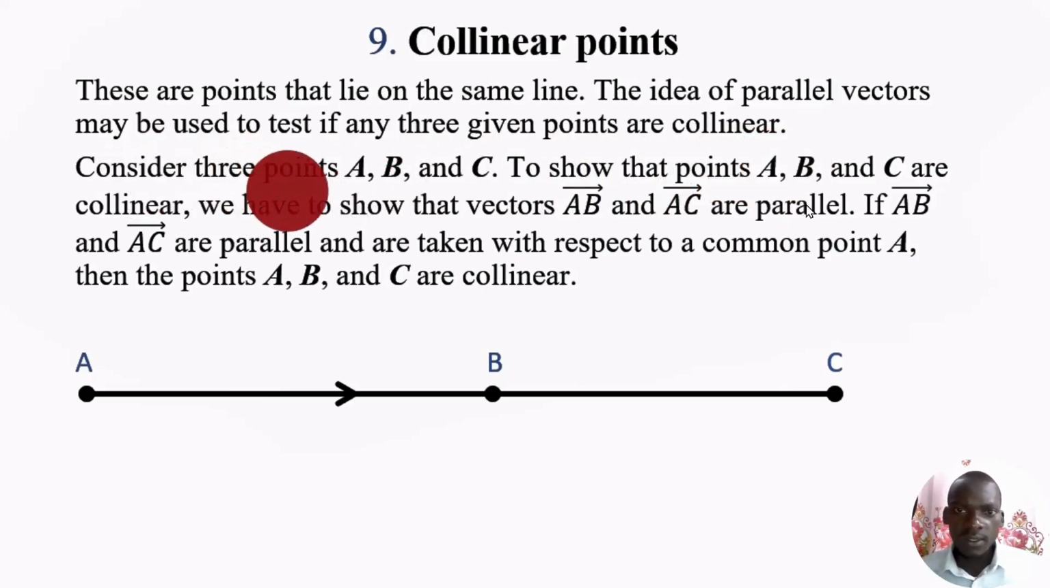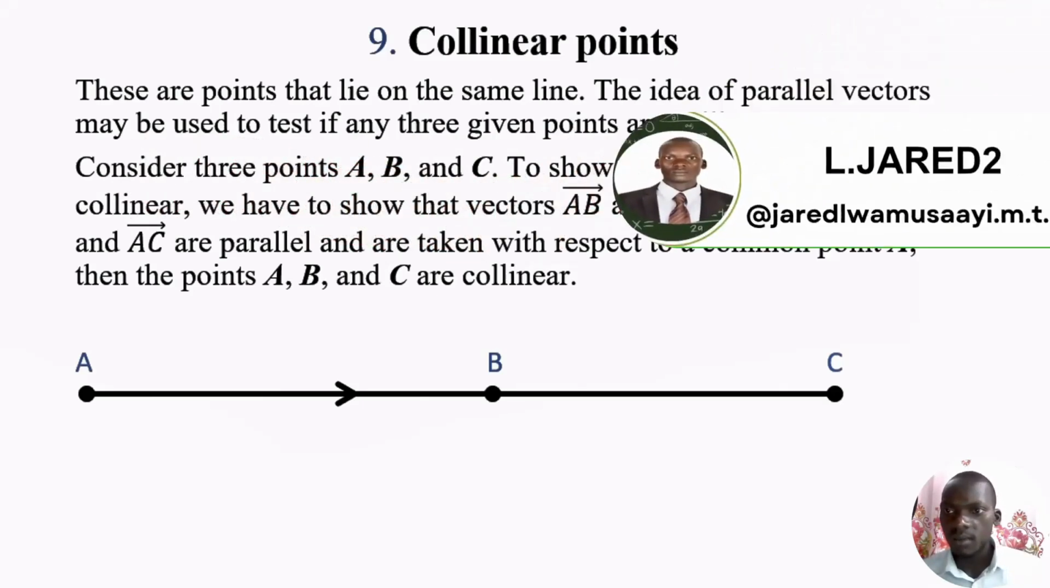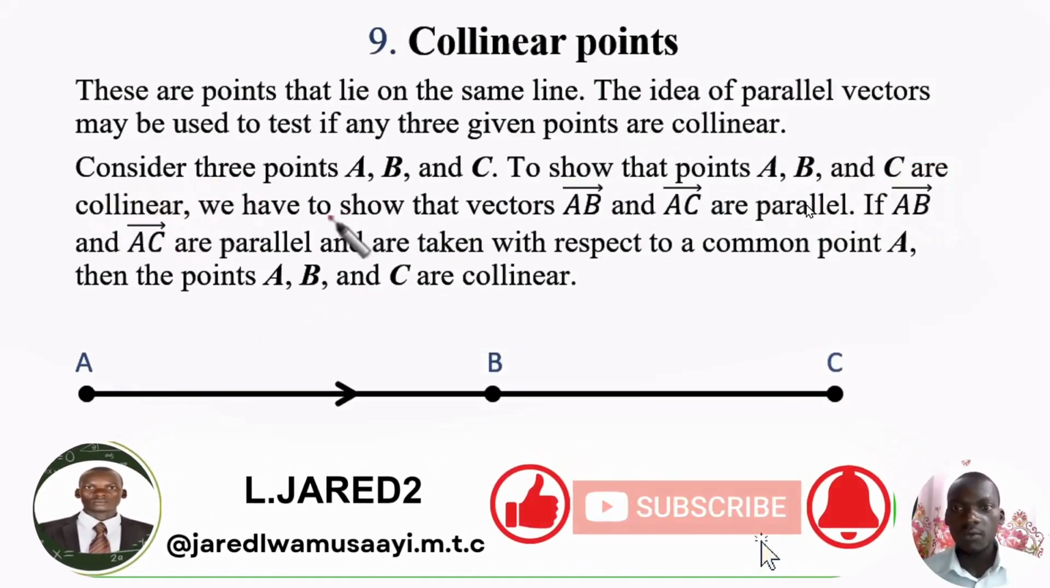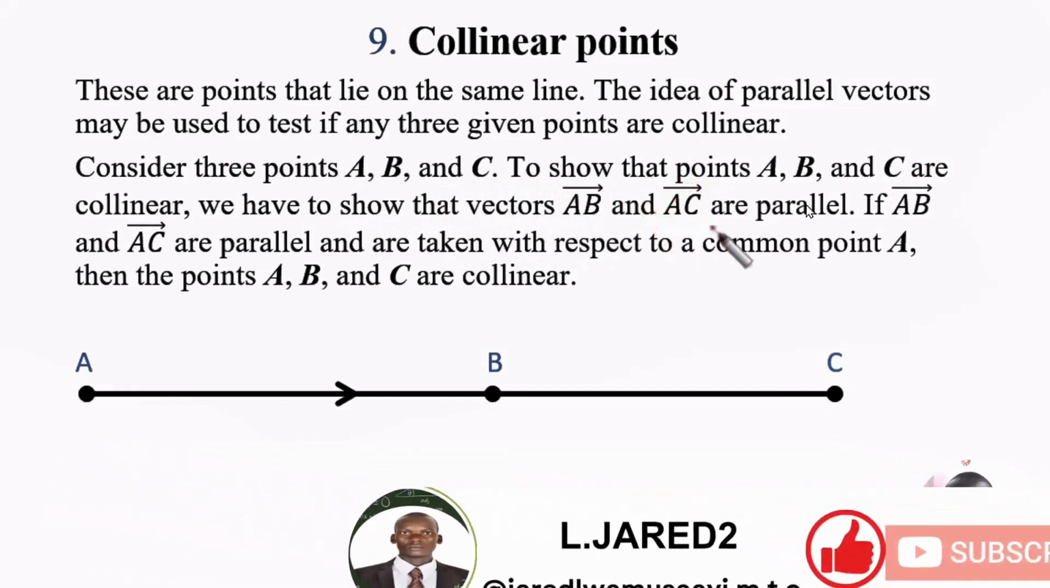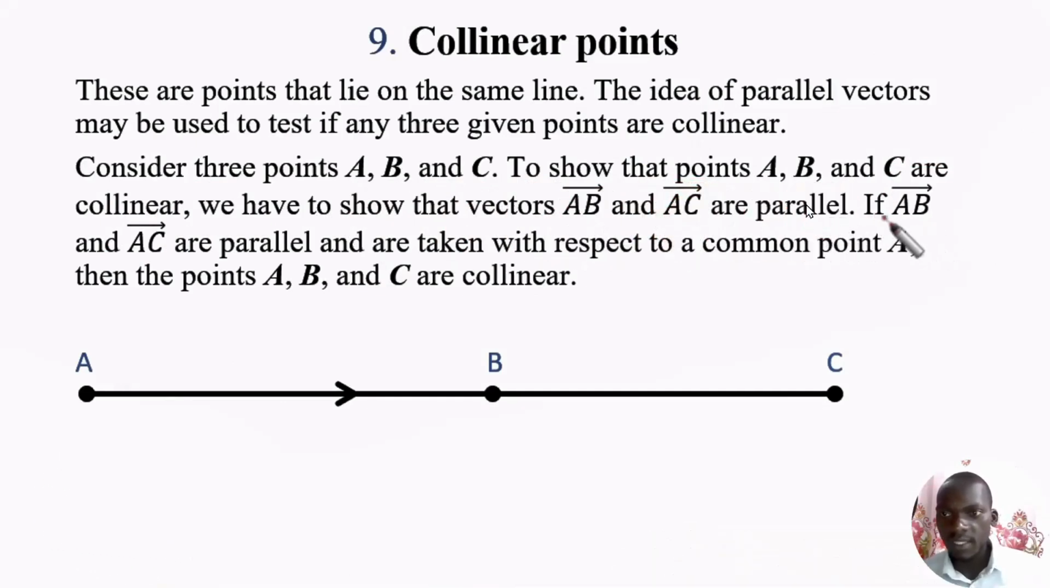Consider three points A, B and C. For us to show that points A, B and C are collinear, we have to show that vectors AB and AC are parallel. If vector AB and vector AC are parallel and are taken with respect to a common point A, then points A, B and C are collinear. So we check whether they are parallel and taken from a common point, which is point A.